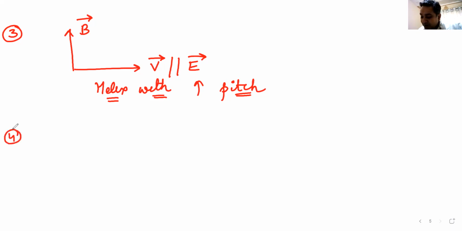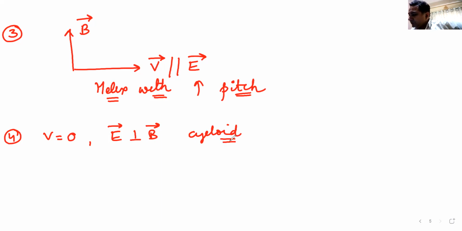Okay, the fourth case is a very simple one, which I talked about, where you have a particle which has velocity 0 and E is perpendicular to B. And in this case, what happens? That is the part where we think about the cycloid. Am I clear?